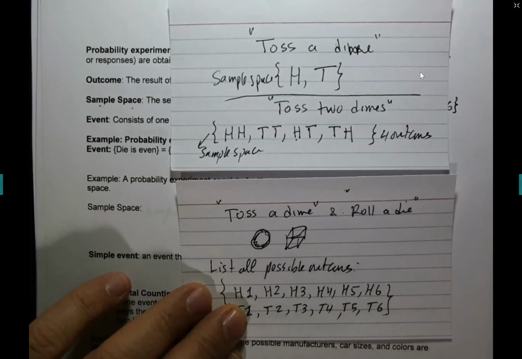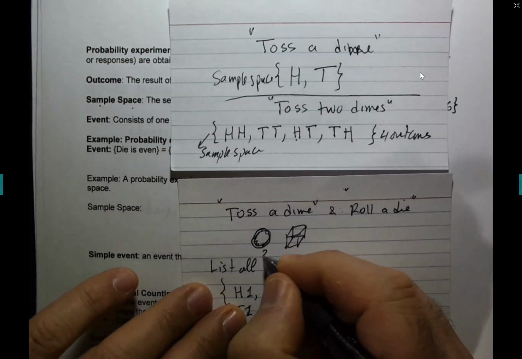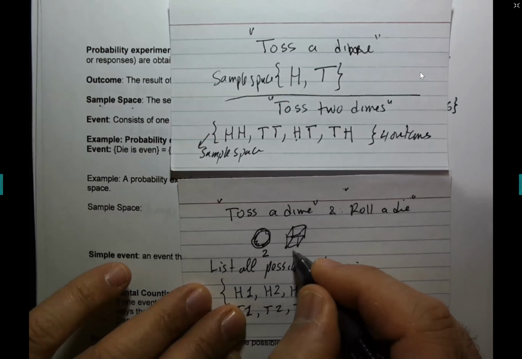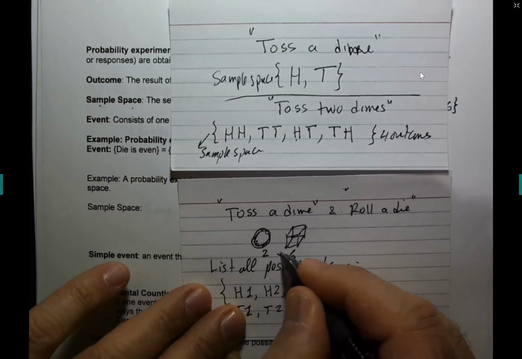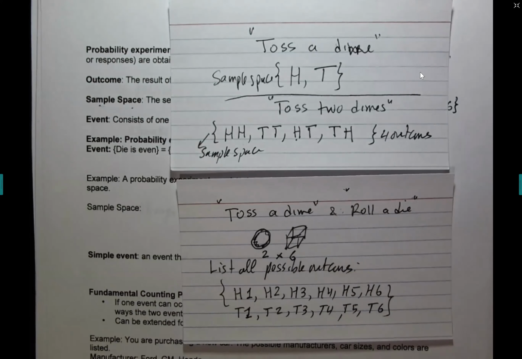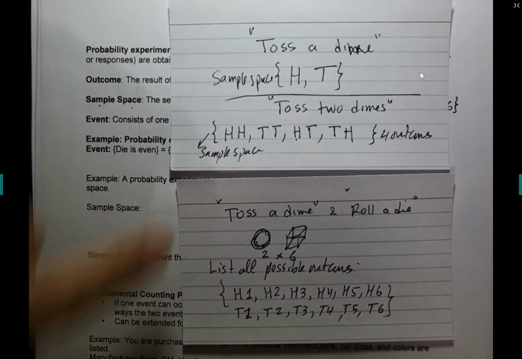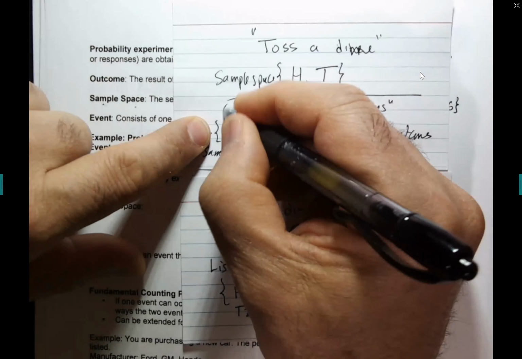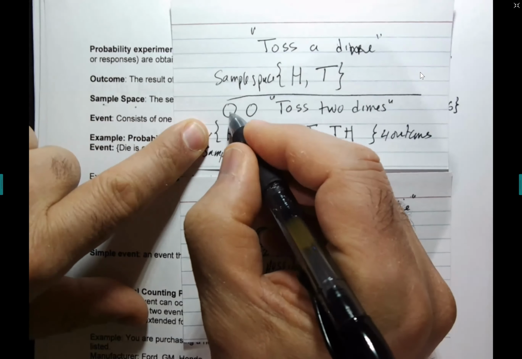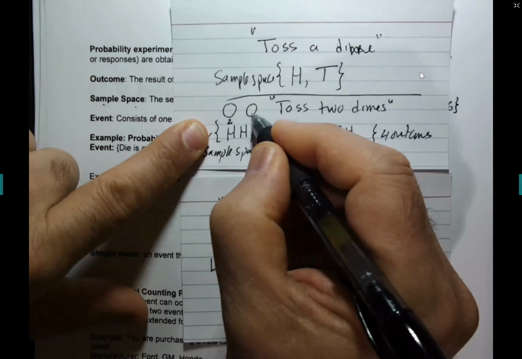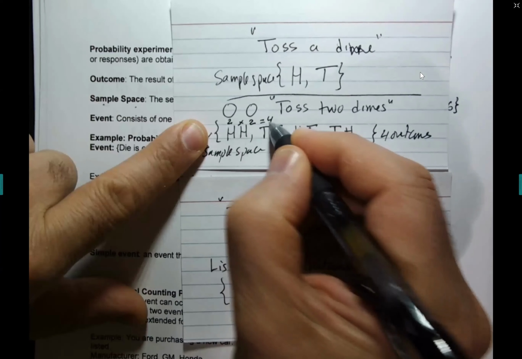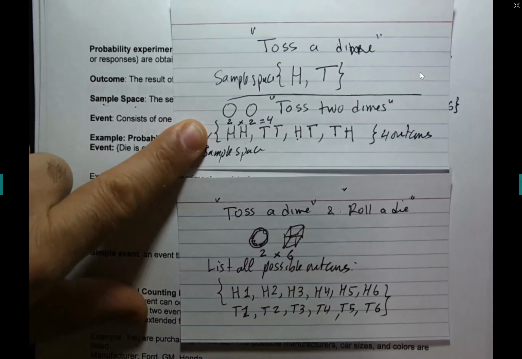2. You agree? It's either head or tail. How many possible outcomes are there when you roll a die? 6. Why don't you guys multiply 2 by 6? What do you get? 12. And that's the answer. That's the number of outcomes. I'm going to show you that it works right here. You toss 2 dimes. You have 1 dime and another one. How many possible outcomes are there on the first dime? 2. How many possible outcomes are there in the second dime? 2. If you multiply 2 by 2, guys, what do you get? 4. And look, 1, 2, 3, 4.